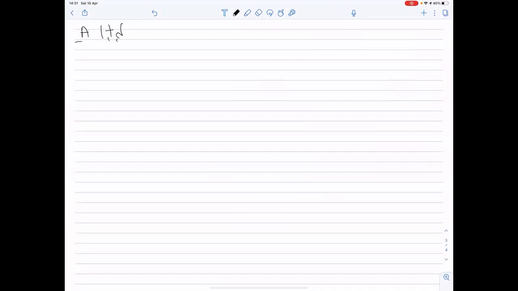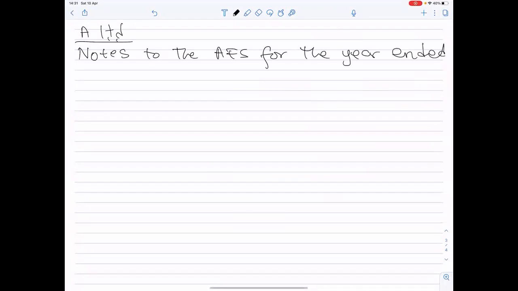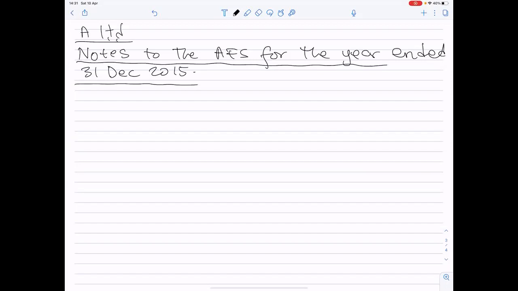A Limited. Notes to the annual financial statements for the year ended 31 December 2015. Remember, we said '15, '16, and 2020.